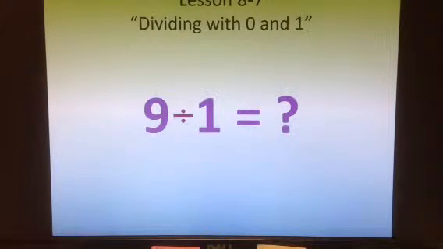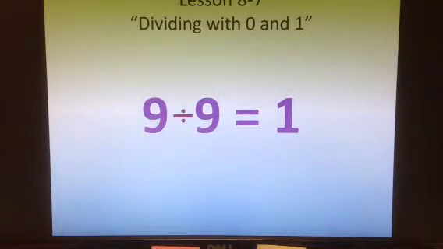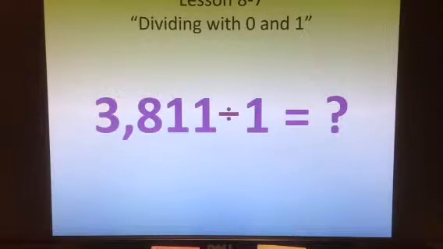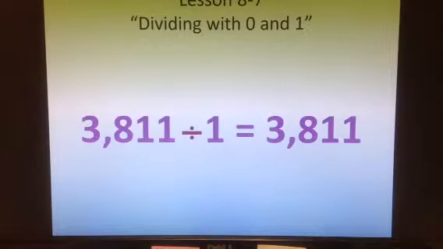Try this one. 9 divided by 1 is 9. 7 divided by 1 is 7. 3 divided by 1 is 3. 9 divided by 9. Ooh, I tricked my students on this one. It's 1. Try this one, 3,811 divided by 1. 3,811.